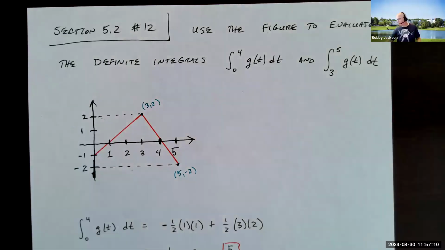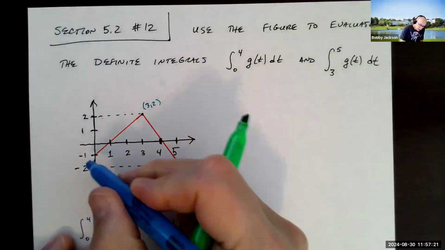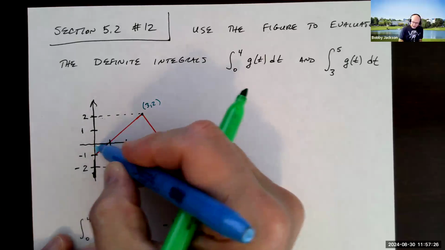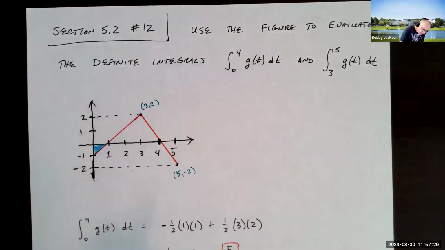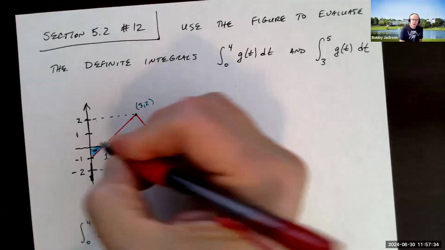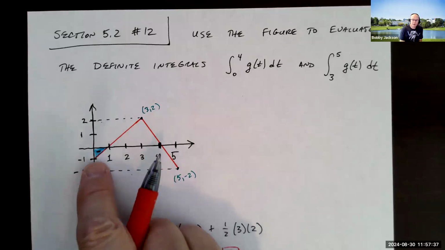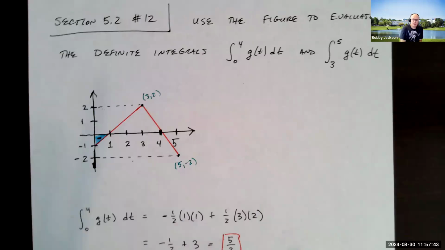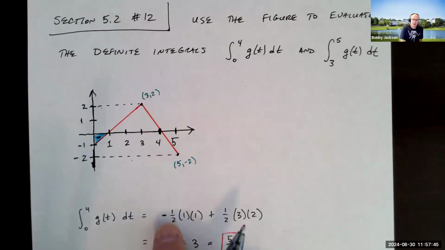Okay, so we're going to interpret the integrals in terms of areas. So if I go from 0 to 4, notice that for the integral from 0 to 4, from 0 to 1, I'm going to just shade this little triangle in right here. It's below the x-axis, right? So that's going to accumulate, remember, negative area. So from 0 to 1, the integral will account for negative area. This is a triangle, the base is 1 and the height is 1, so I get -1/2 base times height.